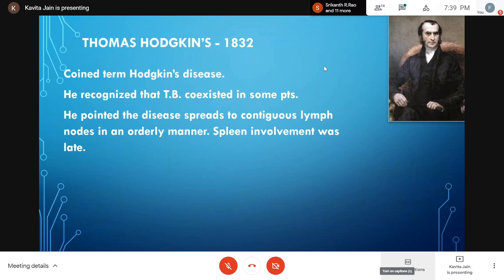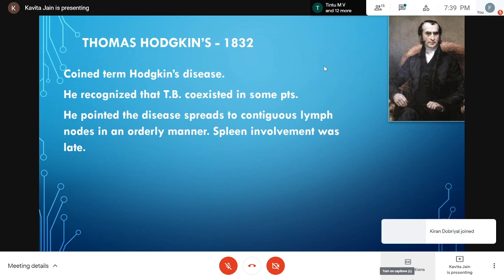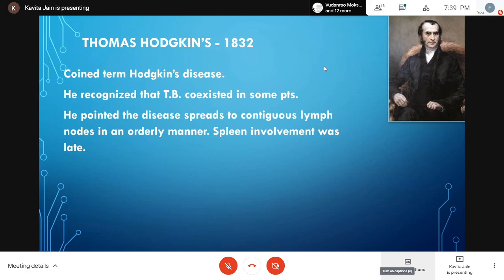However, later he noticed that the lymph nodes involved in Hodgkin's disease were firmer and bigger in size. So he finally came to the conclusion that they are different diseases. He also pointed out that the disease spreads to the contiguous lymph nodes in an orderly manner, and splenic involvement is late. We still follow these clinical criteria, and our clinicians generally say that if we have a contiguous spread of lymph nodes, we would first think of Hodgkin's lymphoma. So how brilliant he was.